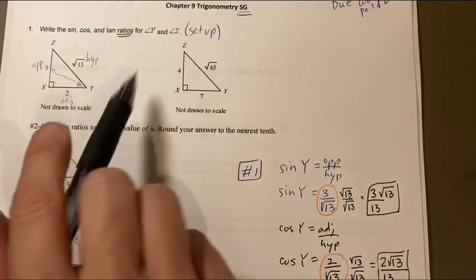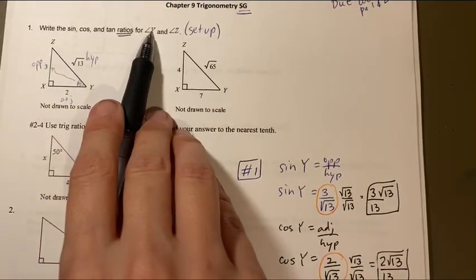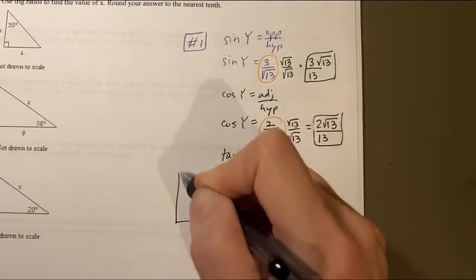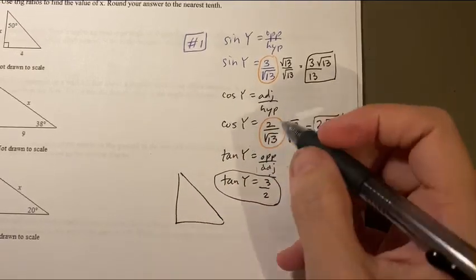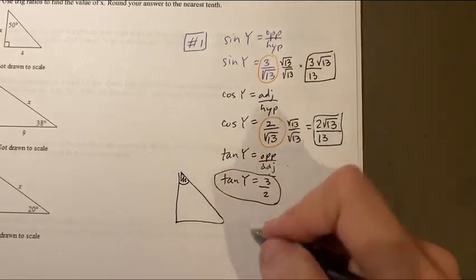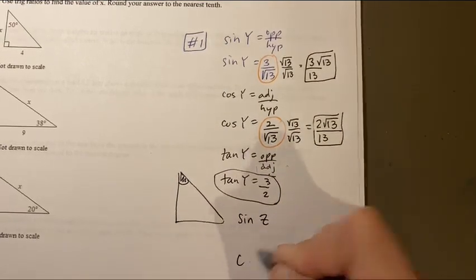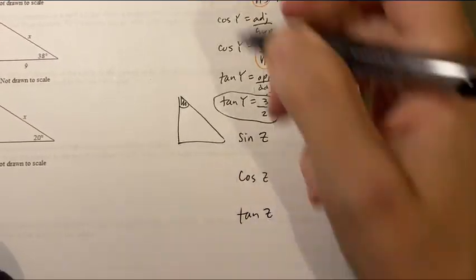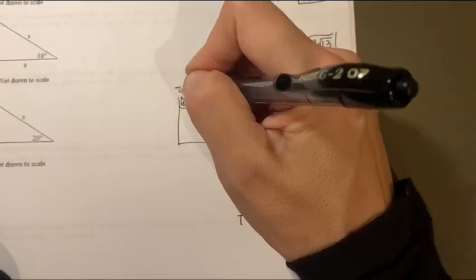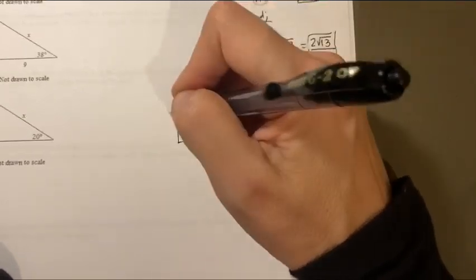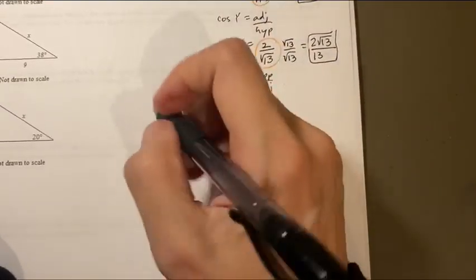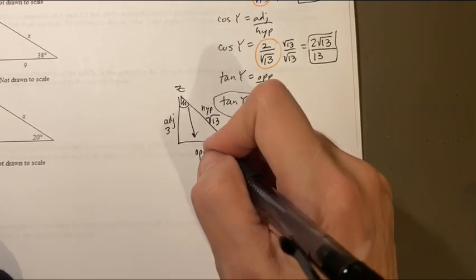Now the directions say write the sine, cosine, and tangent for angle y and for angle z. So let's switch to angle z. I keep flipping back and forth, so I'm just going to draw a new picture down here. My reference angle is angle z, so I need to find the sine of z, the cosine of z, and the tangent of z. That's what the directions asked for. For angle z, this now would be the opposite, this would be the adjacent, and this is still the hypotenuse.